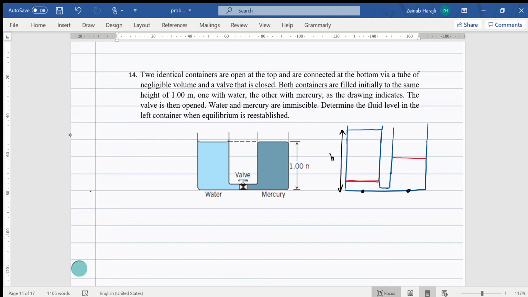And we can say that this point at the bottom in the left container will have the same pressure as this point at the bottom of the right container. So if I label these 2 points A and B, the pressure at A equals the pressure at B, since both are at the same horizontal level.